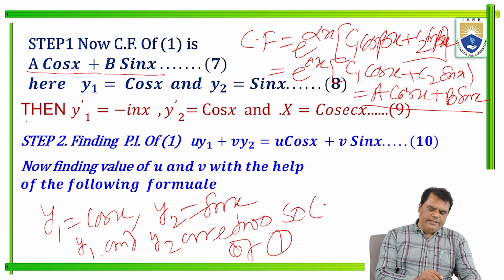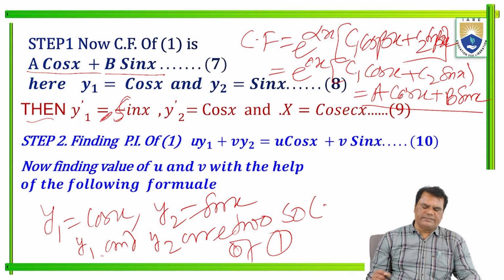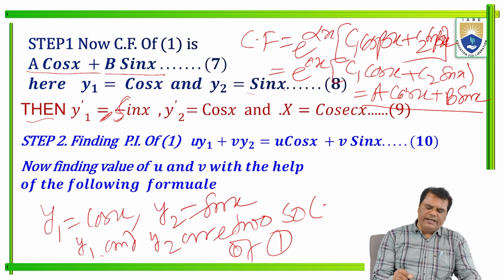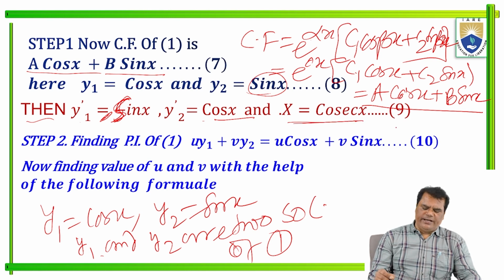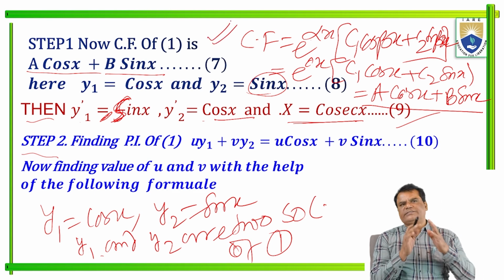So now here y1 dash. What is the differentiation of y1 with respect to x? y1 dash: cos x means minus sin x. y2 dash: the differential of sin x is cos x. And capital X is cosec x. This is step 1. What is step 1?